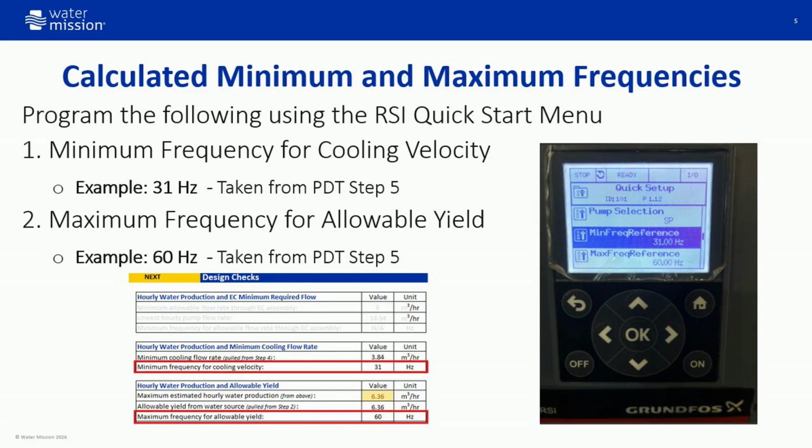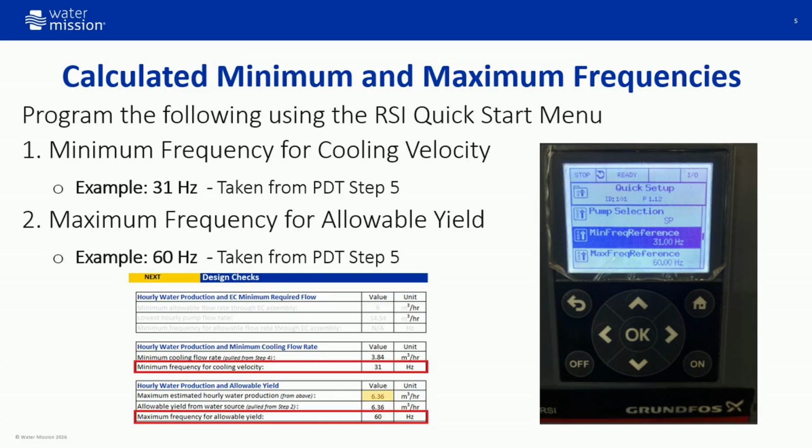For projects not utilizing the Water Mission Pump Design Tool, the minimum frequency recommended by Grundfos is 30 Hz. In the example for this video, the calculated minimum frequency for cooling velocity is 31 Hz or 3.84 meters cubed per hour. The maximum frequency typically corresponds to around 80% of the allowable borehole yield. In some contexts, for example when serving refugee populations, the allowable yield may be up to 100%, as in this example where the maximum allowable yield is 6.36 meters cubed per hour, corresponding to a maximum frequency of 60 Hz.